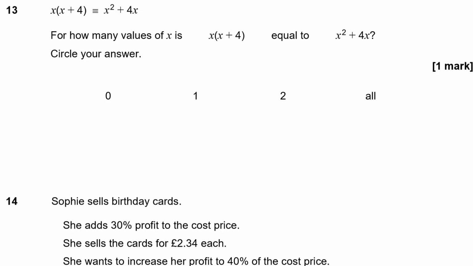Question 13 has an identity, and it's asking how many values of x is x multiplied by x plus 4 equal to x squared plus 4x. Well, the very fact that this is an identity, it's got 3 lines there, not 2, which makes it an identity. That means it's true for all values of x. That's what an identity means. So that's done.